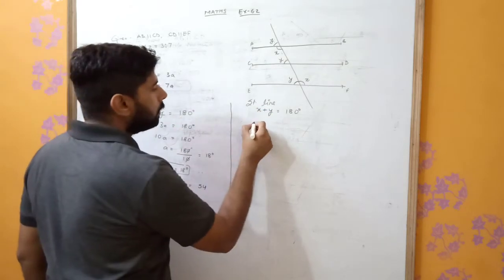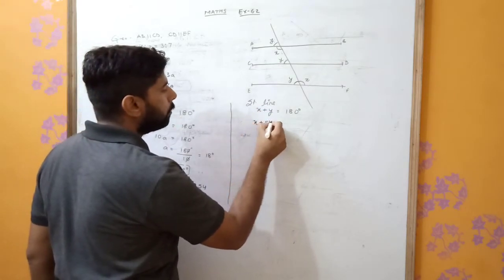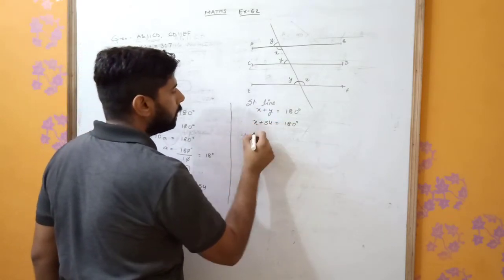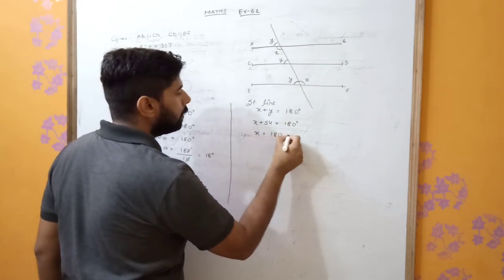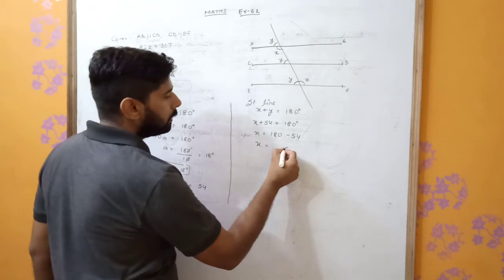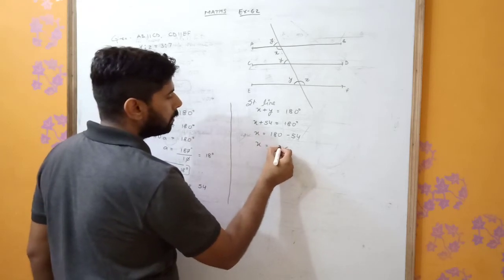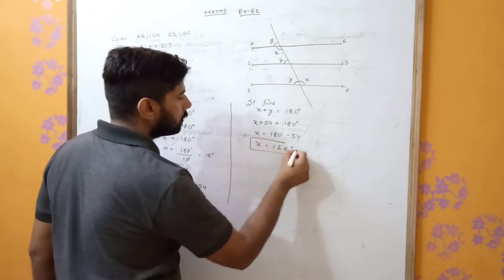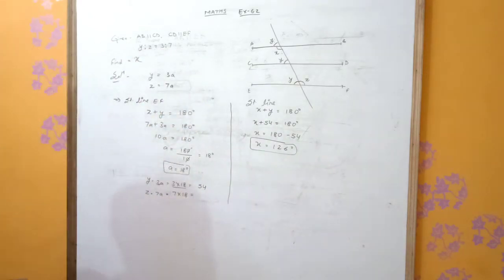So put it over here. So x plus 54 is equals to 180 degree. X equals to 180 minus 54. X equals to how much? That is 126. So that is our answer. Take a screenshot. Then we come to the next question.